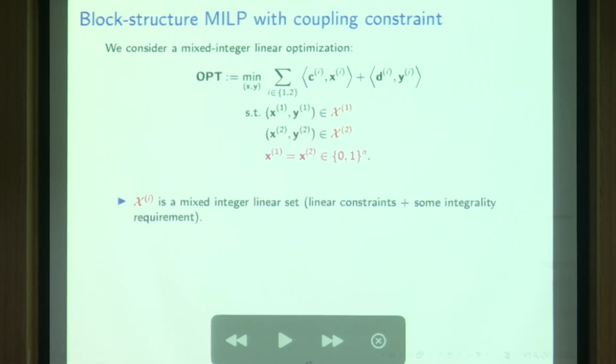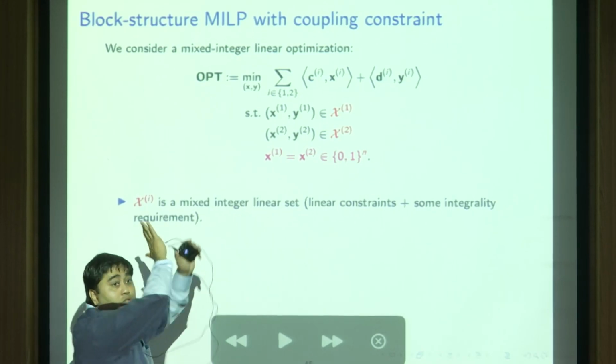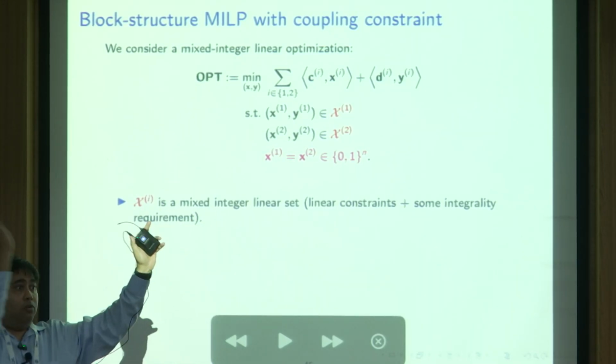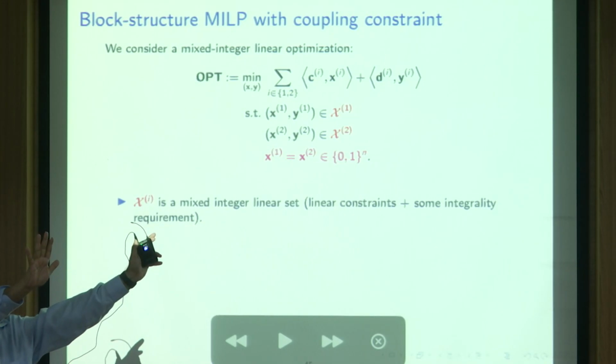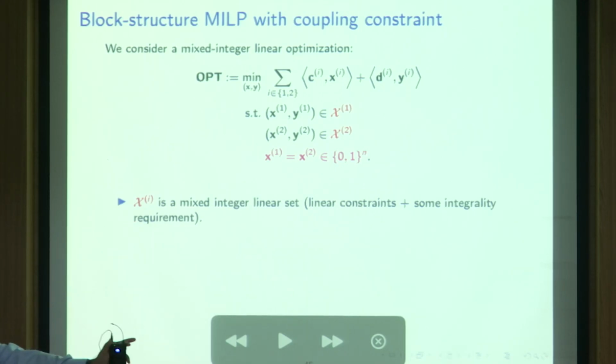So if you ignore this purple constraint, they are just two different IPs, with their own sets of variables and their own objectives. What I'm going to do to this very simple model is add a coupling constraint where I say some of the binary variables in the first problem have to be exactly equal to some of the binary variables in the second problem. Okay?